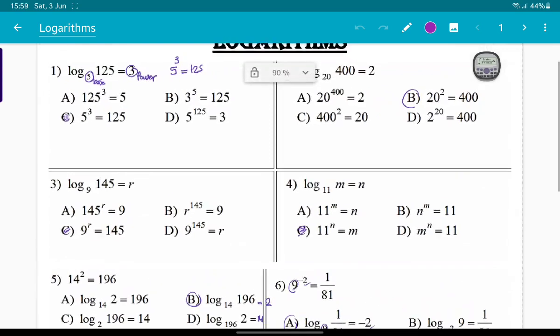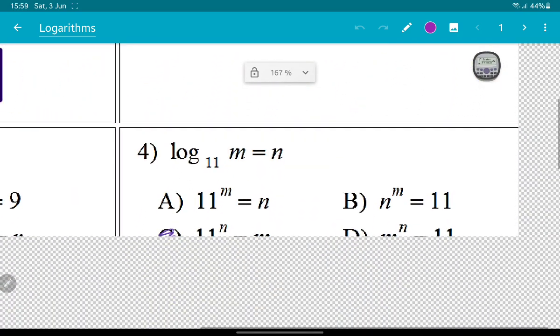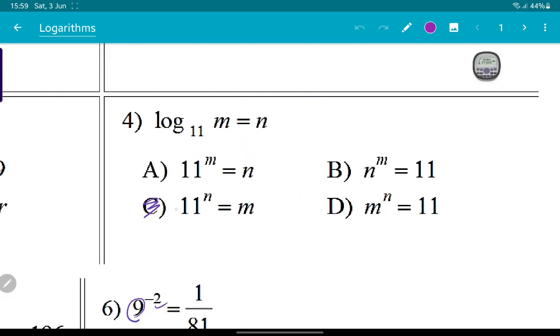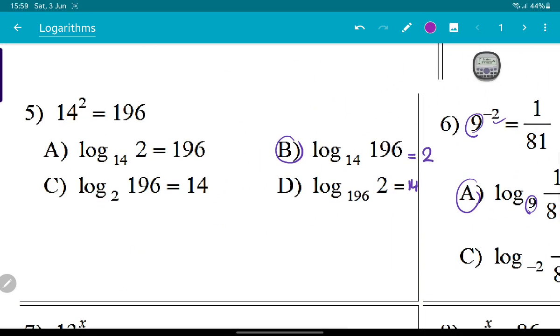Okay, let's try this. We said that we need one without explanation. This is the base, it's 11. This is the power, n equals m. Okay, for example, this is the base, so it's log base 14. This power is 2, and here 196.